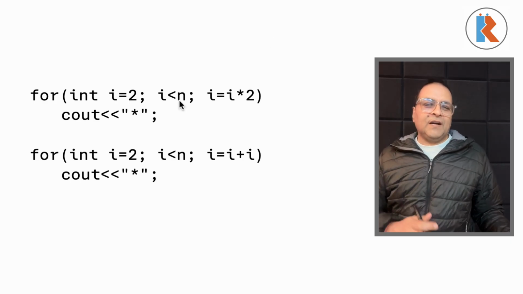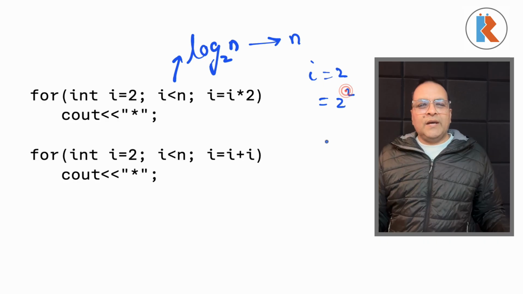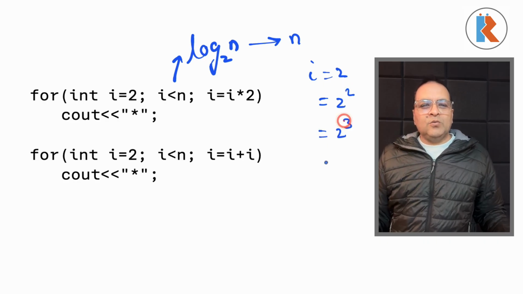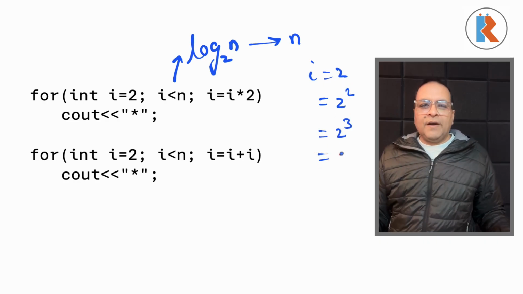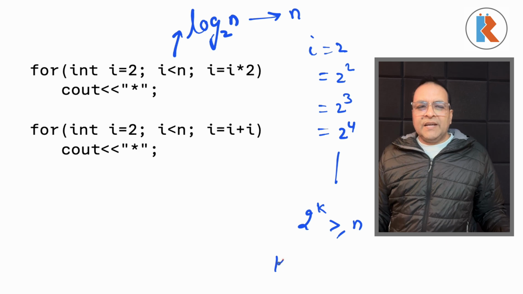We have also seen the case of doubling and halving. We have seen that if the counter variable is doubling every time, then after log n iterations, it will be able to reach the value of n. Initially, i is 2. Then in the next iteration, the value of i will become 2 squared. In the next iteration, the value of i will be 2 cubed. In the next iteration, the value of i will be 2 raised to the power 4 and so on. We will stop when 2 raised to the power k becomes greater than or equal to n, which means that k becomes greater than or equal to log of n to the base 2.